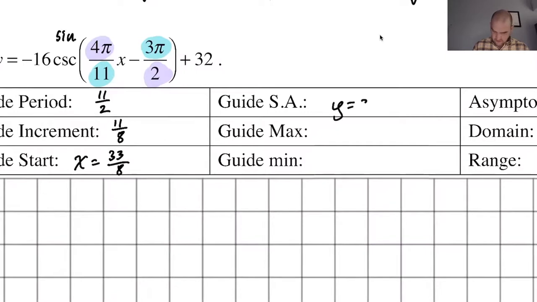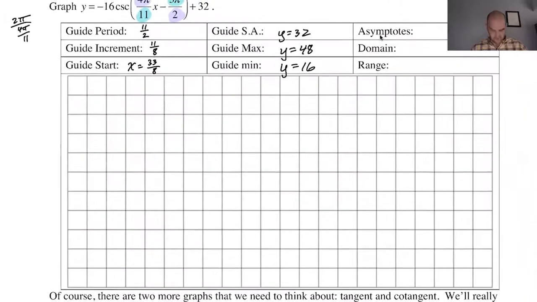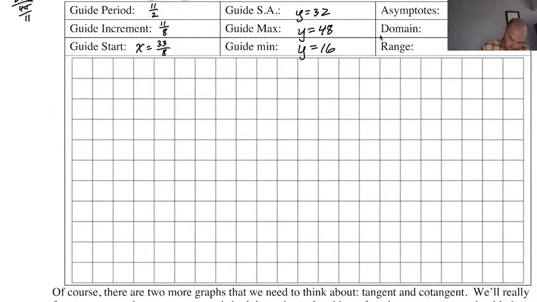So y equals 32. We can go up 16. We can go down 16. So should we count by eights, I guess? I'm going to put it roughly in the middle. So I'm going to put the 32 in the middle and just see what happens. Then I'm going by 8, so it'll be 40, 48, and then 24, 16. So I get like 3 above and 2.